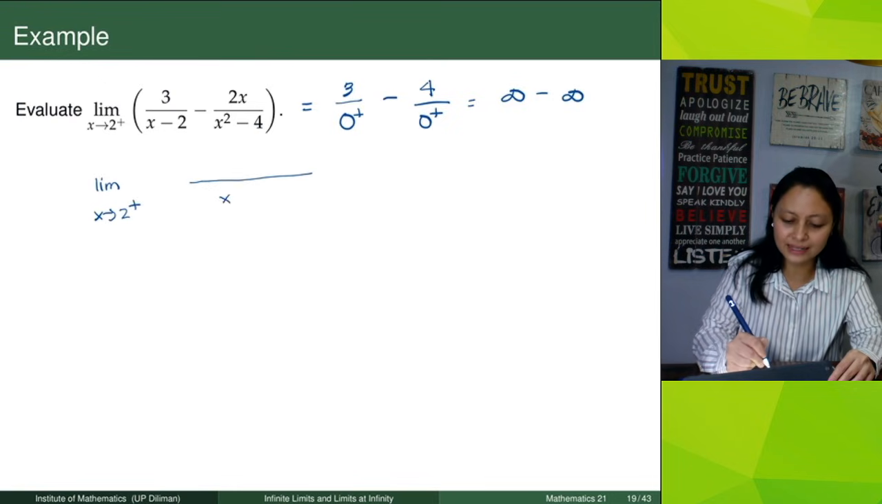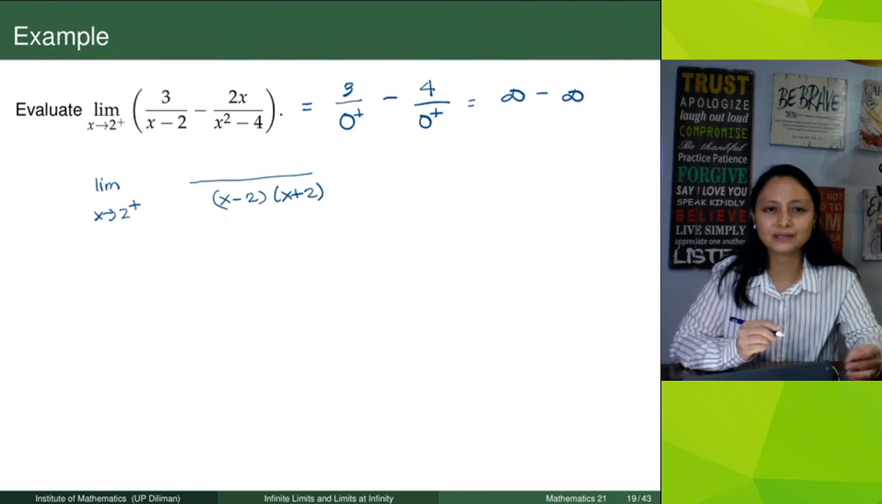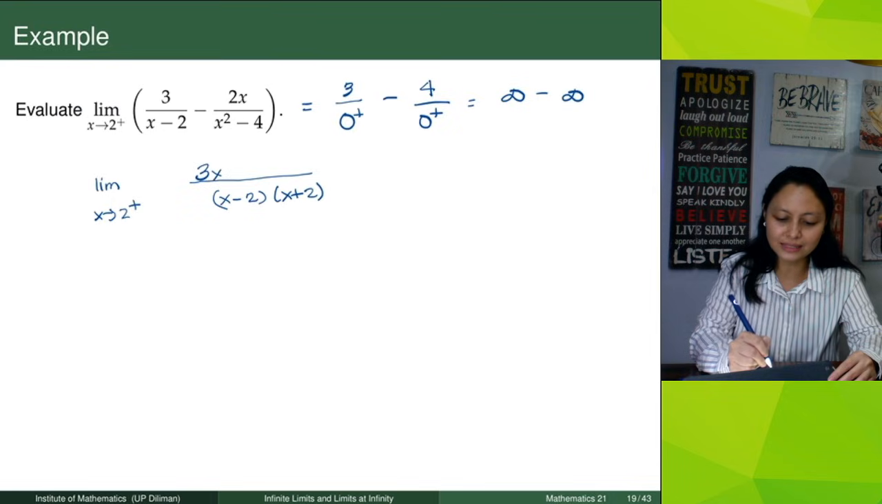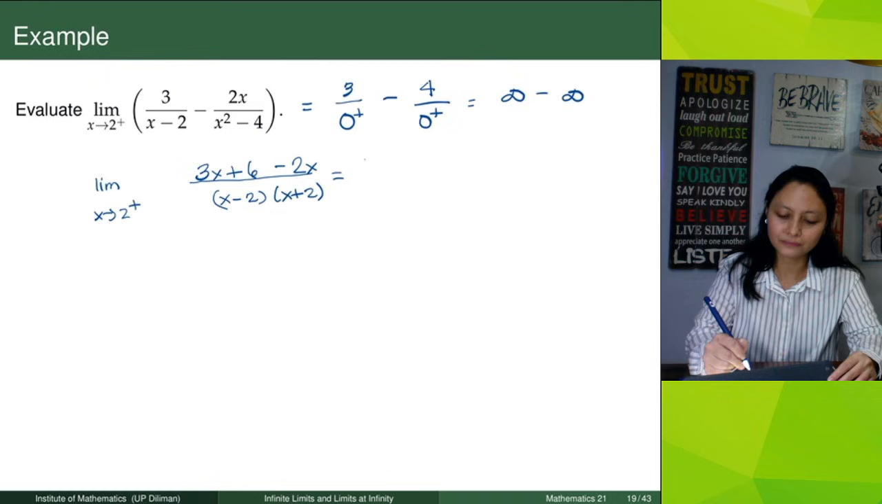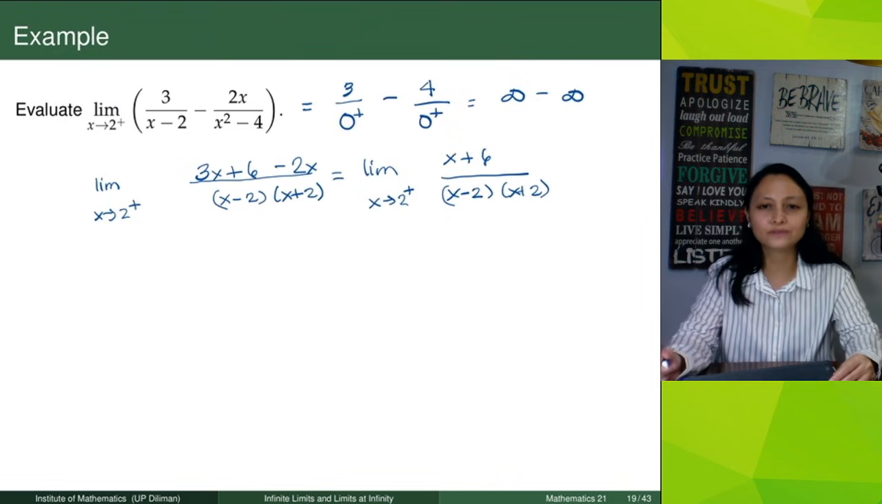Okay, ang LCD natin ay x minus 2 times x plus 2. So the first fraction is equivalent to 3 times the quantity x plus 2, or that is 3x plus 6, minus 2x. So this is equal to the limit of 3x minus 2x plus 6 all over x minus 2 times x plus 2. We're still getting the limit as x approaches 2 from the right.